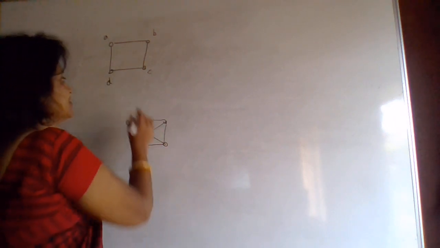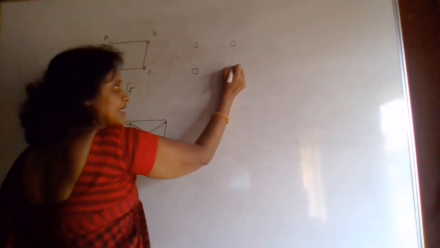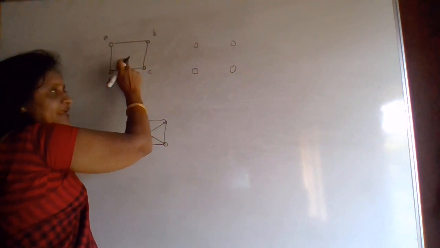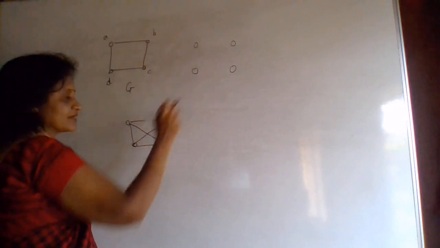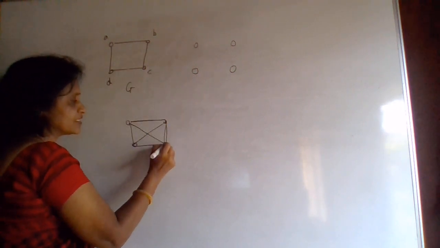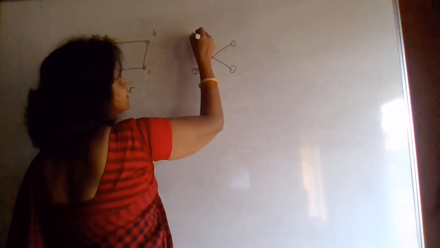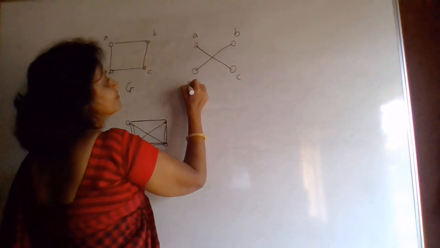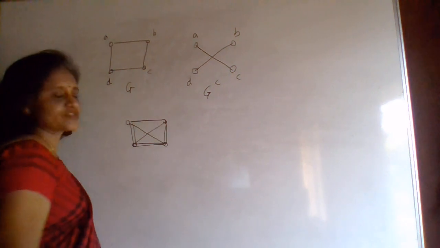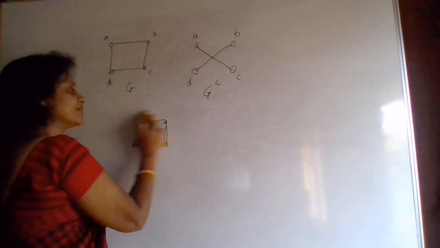So complement means, if this is your G, your vertex set remains the same. Complement means whatever edges are not here, those I am going to take over here. Consider this complete graph. From this complete graph, here we have only these 4 edges. So what are not there? These 2 are not there, and these 2 are not there. Now I will have a graph with these 2 edges, and that is called the complement of G, G complement.